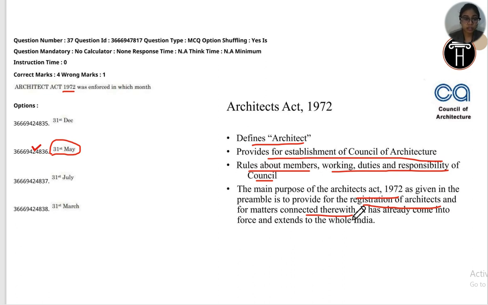So for this purpose the Architects Act came, it has already come into force and extends to the whole of India. So clear. The important things are the year 1972, the month and the date, which is the 31st of May.